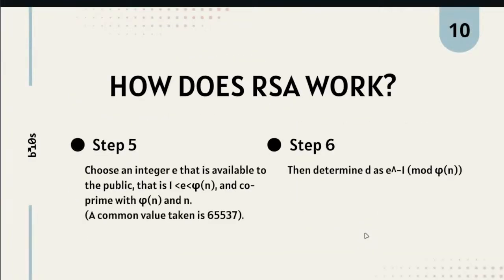So the final steps. Step 5. For this E, we choose a value that lies between 1 and phi of n. And usually we take the value as 65537. You may think, why 65537? This is a very random value, I do not see any significance with this value. But if you notice, this is a prime number. And primes again are very interesting. You can't just factorize them. The factors will be just one and the number itself.